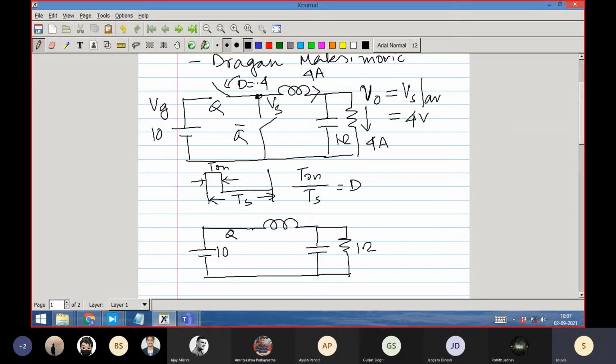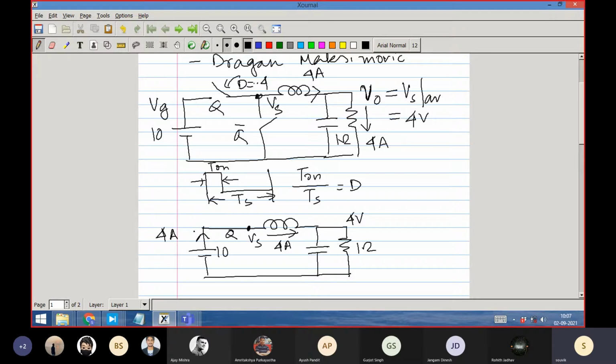So therefore this 10 volt is at the switch node terminal, Vs is now equal to 10 volts, and output voltage is 4 volts. So under this situation, what is happening? This current of 4 ampere is now also taken from the supply side. At that switch position, the supply side current is 4 ampere.